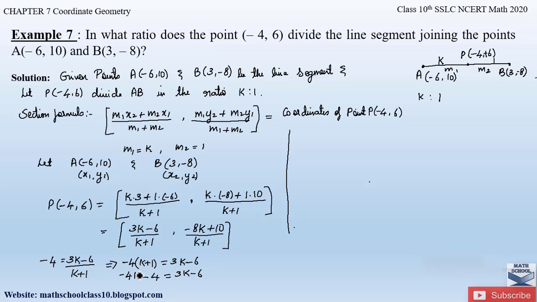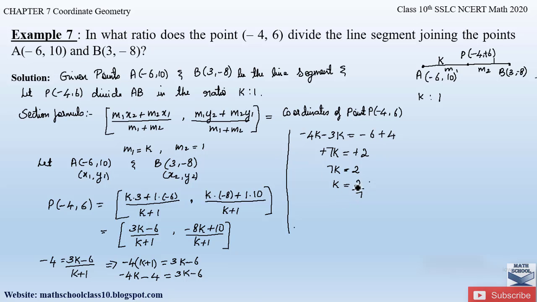Sending the k terms to left hand side and bringing all the constants to right hand side, we get minus 4k. Here plus 3k comes to left hand side to become minus 3k is equal to minus 6, and minus 4 will become plus 4. So minus 4k and minus 3k will become minus 7k equal to minus 6 plus 4 will become minus 2. Let us cancel minus and minus on both sides. So we get 7k equal to 2. Send this 7 to right hand side. So we get k value as equal to 2 by 7.